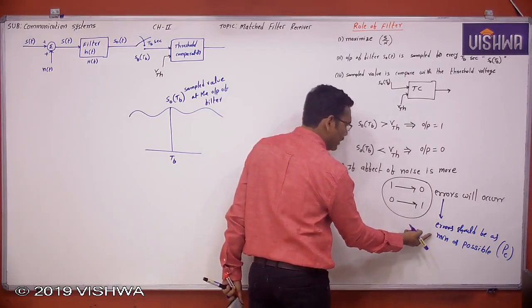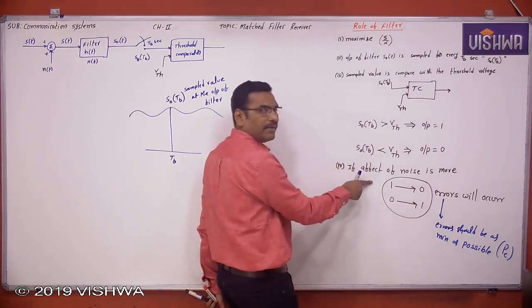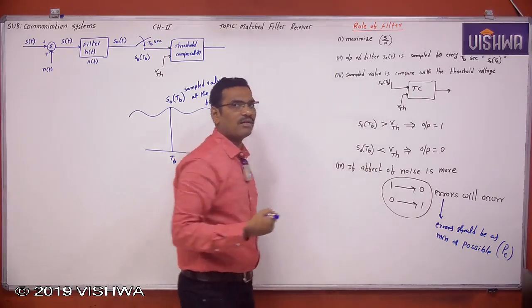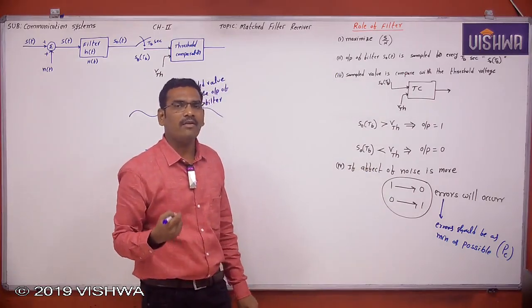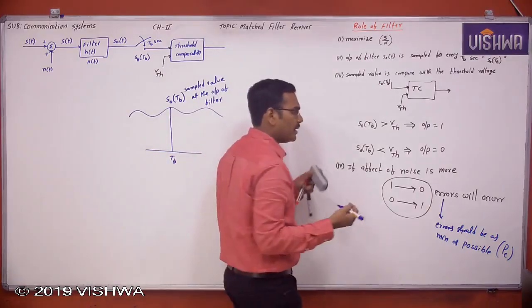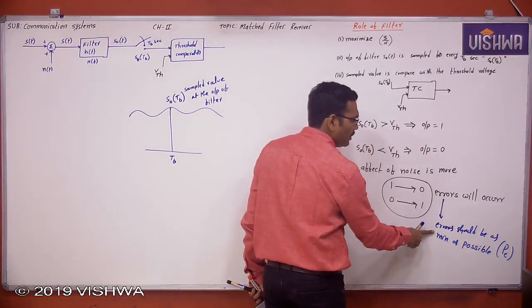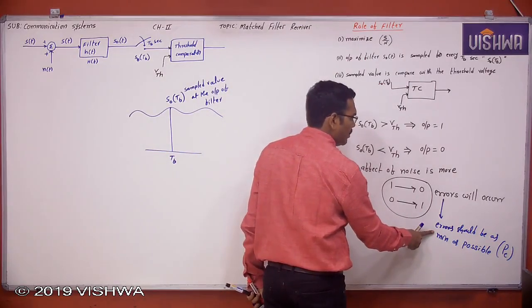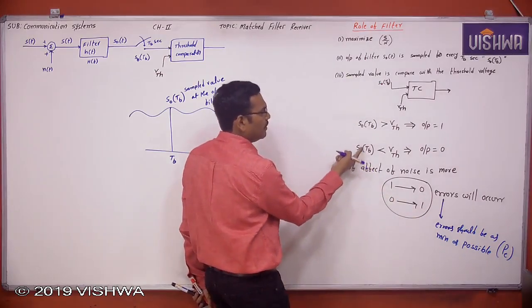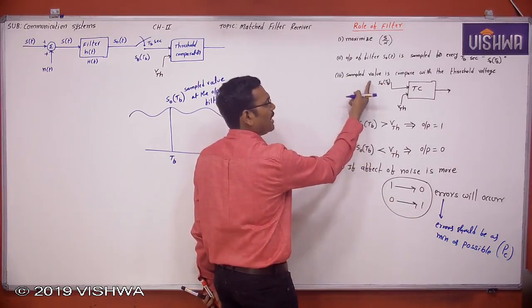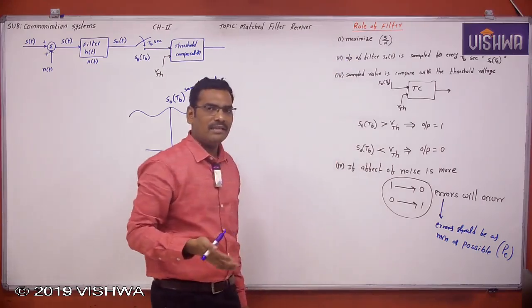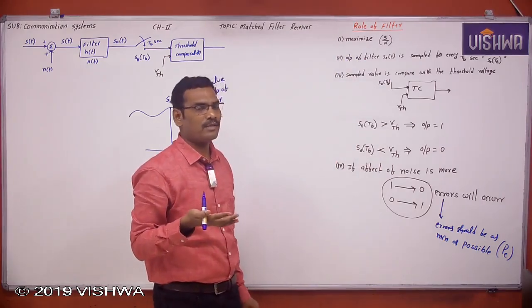To get the minimum error probability, the effect of noise should be less. But that is not in our hands. The noise effect cannot be made negligible; it will be added, it will be coming. So if the probability of error should be as minimum as possible, then the signal strength should be as maximum as possible.